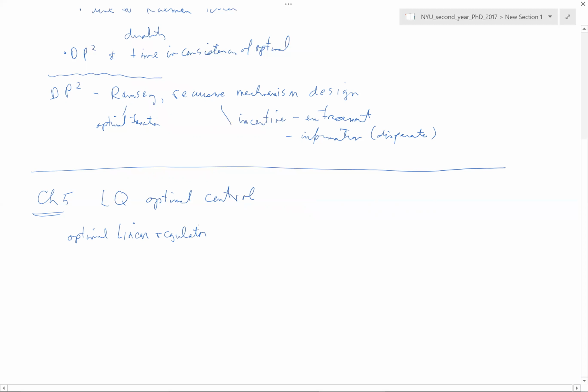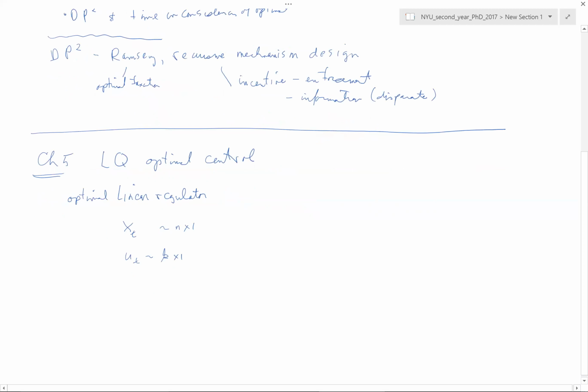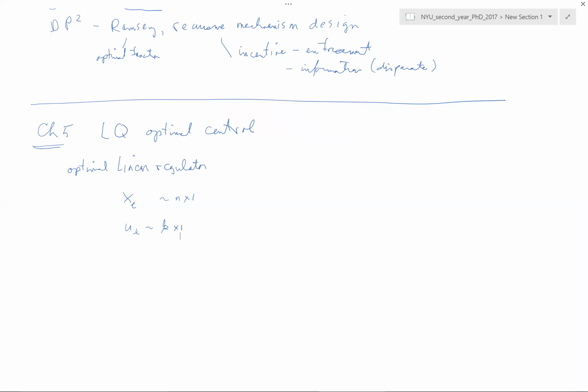And here's the deal. There's a state vector x_t. It's an n by 1 state vector. There's going to be a vector of controls, let's say it's k by 1, that are chosen at time t. And there's a criterion function that the person who sets these controls wants to minimize. So here's the criterion function.